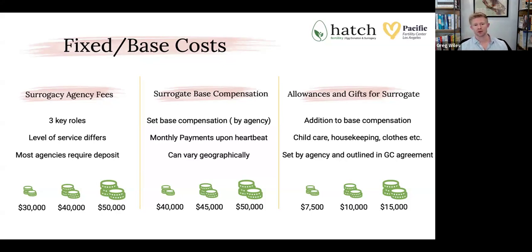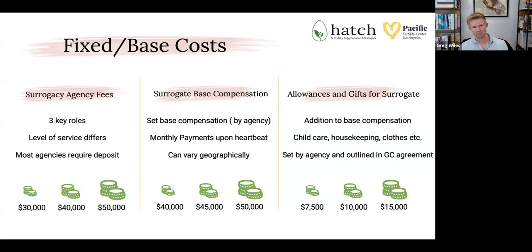The amount of money paid to her can vary geographically. Generally, surrogates that live in California earn more money because of the cost of living and demand for California surrogates. But usually you'll know about this in advance when you sign up with the agency. We see that usually vary between about $40,000 and $50,000 on the base side, although some agencies do have higher compensation. Again, this is usually for a first-time surrogate. We'll talk about experienced surrogates here later on in the conversation.